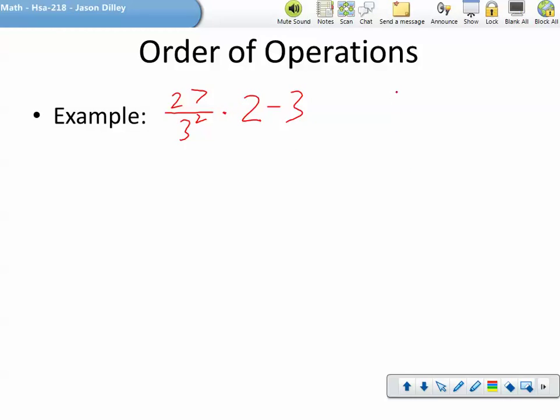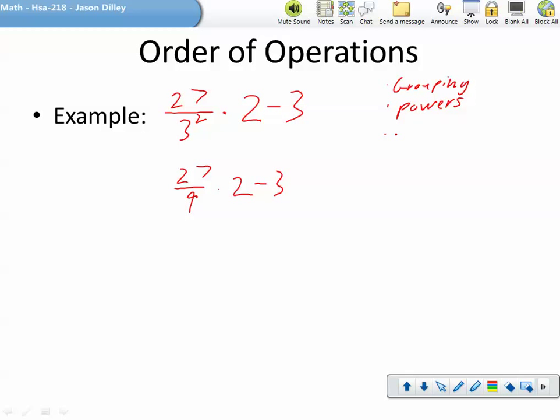So we're going to do grouping symbols first, and we're going to just check, are there grouping symbols? Parentheses, no. Brackets, no. We have the fraction bar with no operations inside, so that's fine. We're not going to do that. The next thing we're going to do is powers. The power, 3 squared, right? We're going to do that one first. So 27 divided by 9 times 2 minus 3. So we've done the powers step.